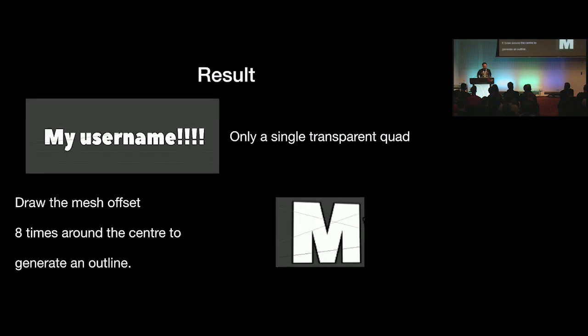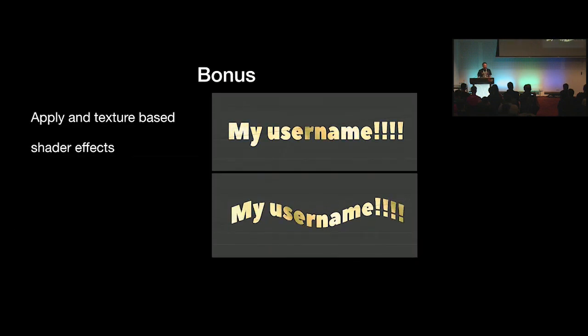So that's the result. Now it's only one single transparent quad. What we also did when we baked it was render it 8 times around the center to generate a nice outline like that. Another bonus is we get to do any kind of texture-based and shader effects to it. We also optimized it by creating a pool of render textures. We have one function that says render text to texture, and it returns one of those render textures to the pool. I think it's a pretty cool trick.